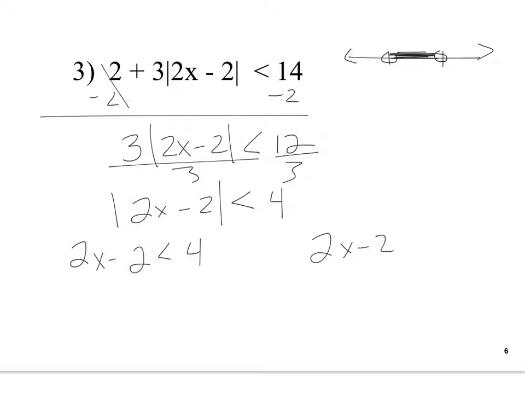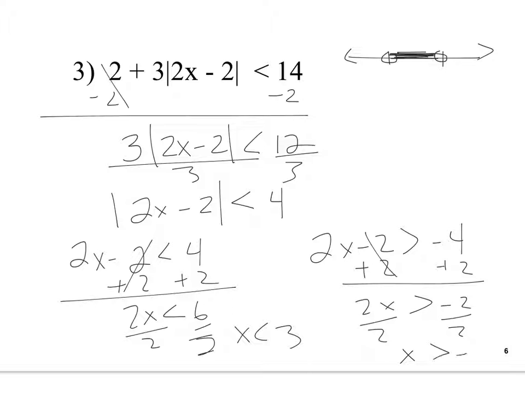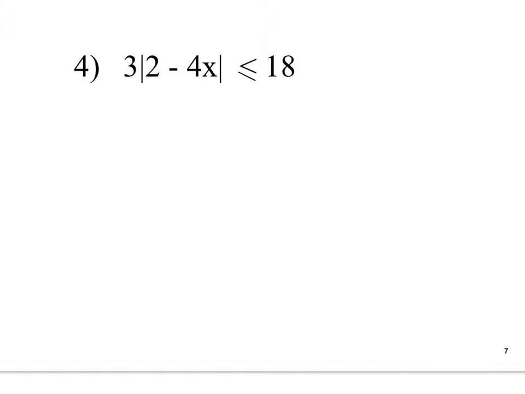And 2x minus 2 is greater than negative 4, and 2x minus 2 is less than 4. So x is greater than negative 1, and x is less than 3. So the negative 1 goes here, and the 3 goes here. There we go. And the last one, we simply divide by 3.